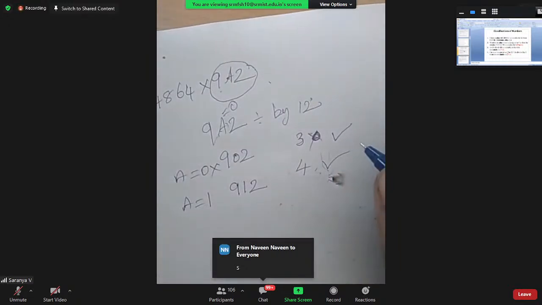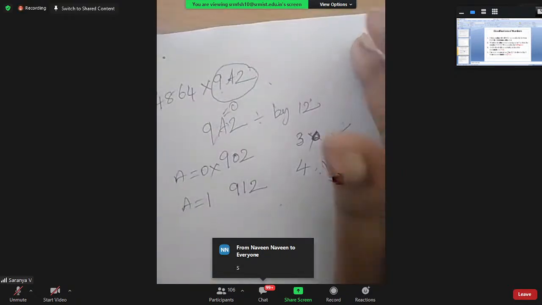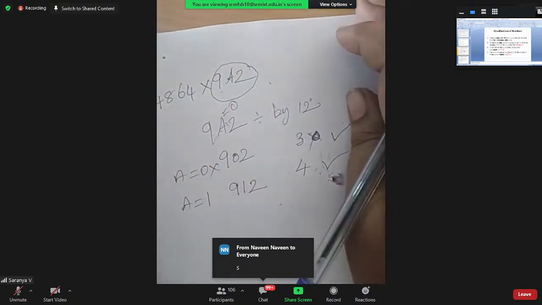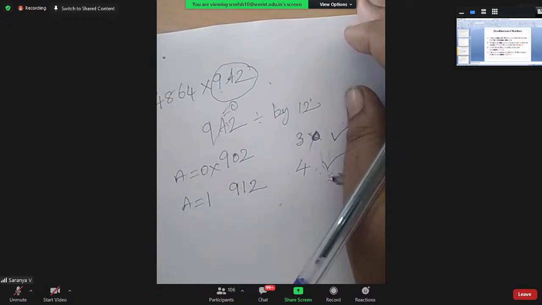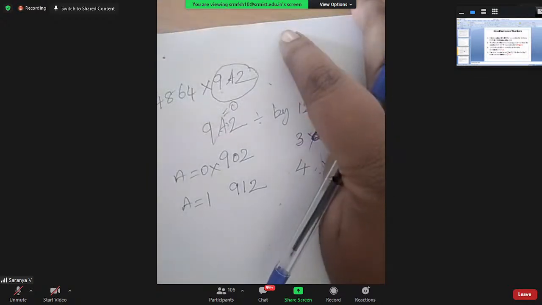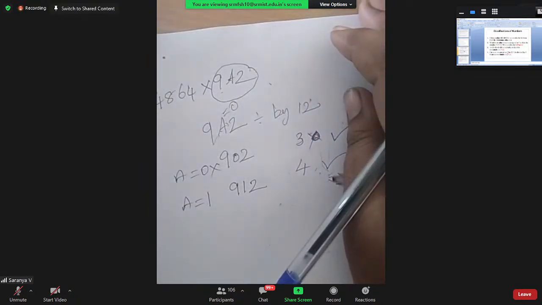Yes, now post your answers in the chat box. You have to find the minimum value. So 0 is not possible. Post your answers.